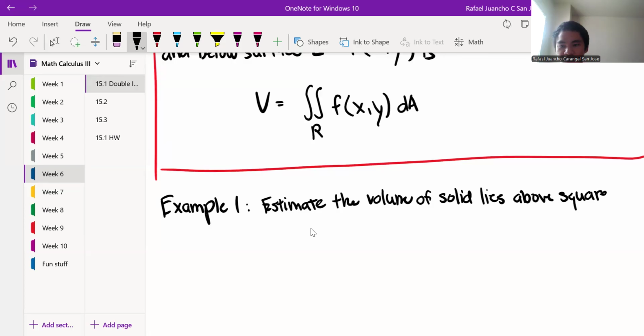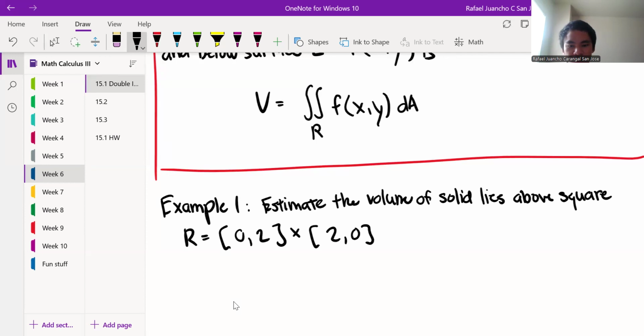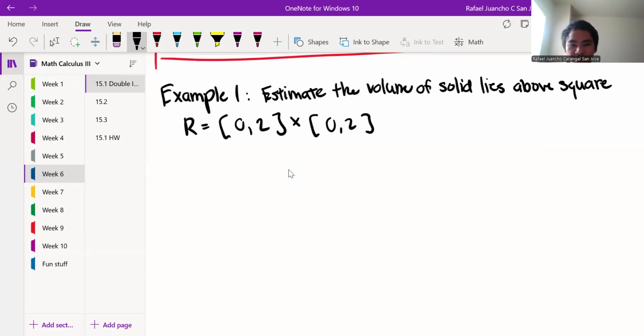So here's our rectangle, but square. And it has these dimensions. So it's 0, 2, and then 2, 0, right? Oh, my bad, that doesn't make sense. So that's a square, right?